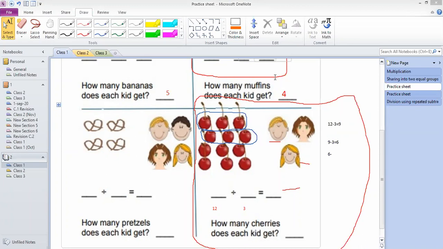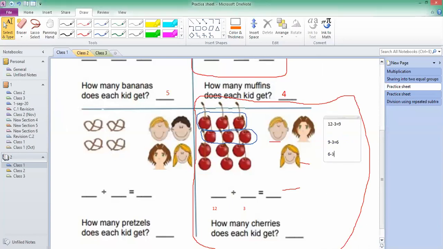3. Very good. It should be 3. Guys, remember, whenever you are going to divide using repeated subtraction, you will subtract the same number every time.